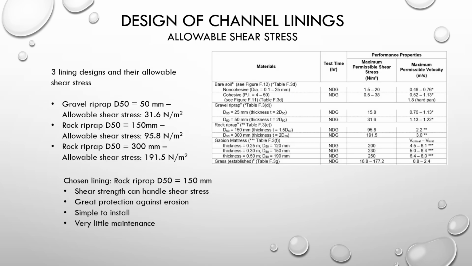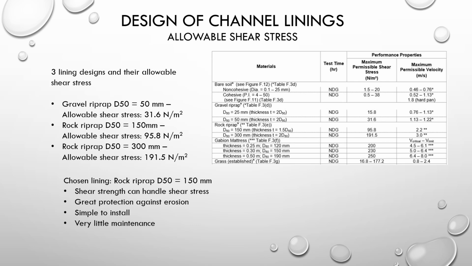So here we chose 3 different material lining designs and their allowable shear stresses. Comparing these 3 with the average shear stress that we found in the previous slide, we can see that rock riprap D50 equaling 150 millimeter is the best option out of the chosen 3, and this is because rock riprap D50 150 millimeter has a comfortable shear strength of 95.8 newtons per meter squared, which can comfortably handle the 40.9 average shear stress we found.